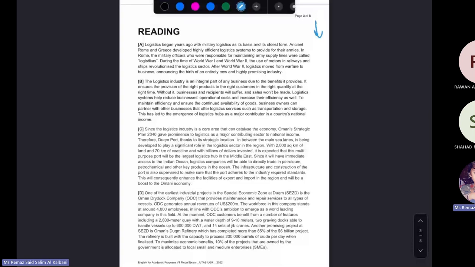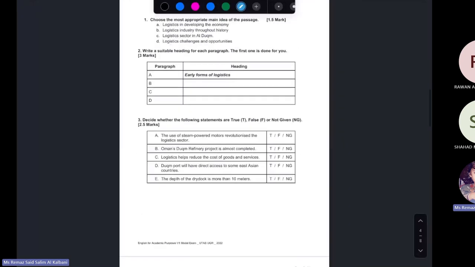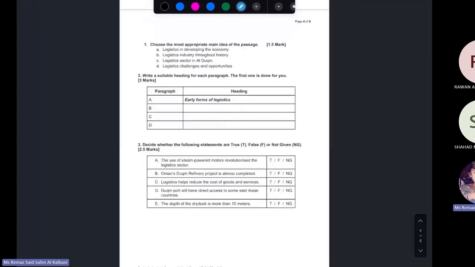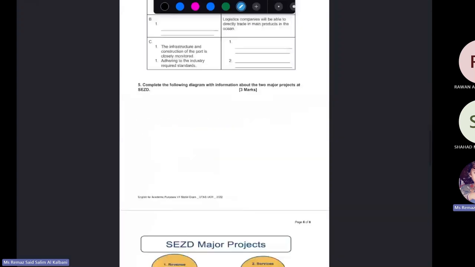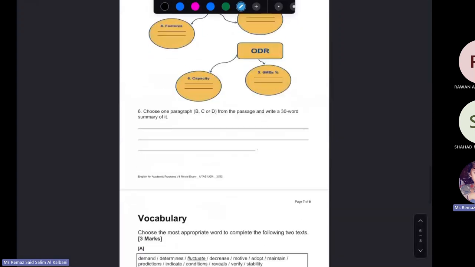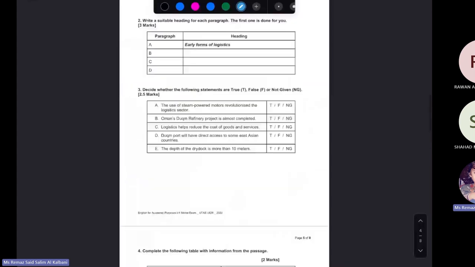Use skimming and scanning, where you just highlight the main words, the main keywords. But we usually do not start with reading the paragraphs, because if you do you will waste a lot of time. That's why we go to the questions first. How many questions? 4, 5, okay, 6. You have 6 questions.